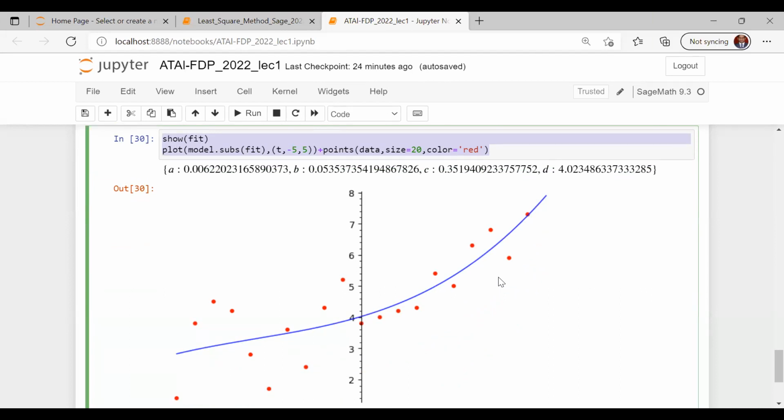One question, sir. Does the inbuilt function find fit, which plots the graph, also use the least square technique or some other technique? See, all are equivalent, so it will use the least square technique. Now you know how to find the source code of this, right? You can ask for find underscore fit double question mark. You will also know how the program has been written.